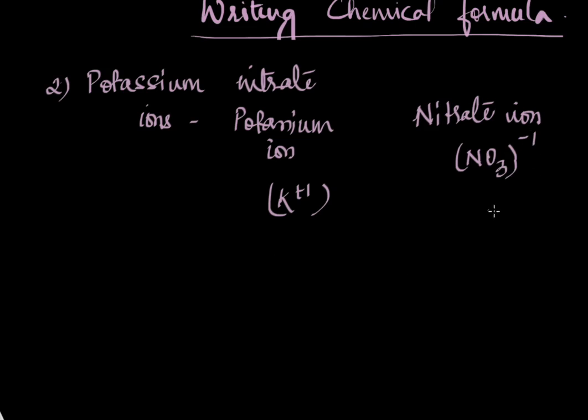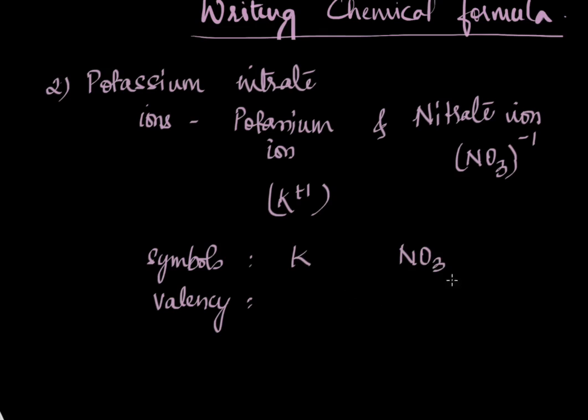Nitrate ion over here is what we call a radical. A radical is a group of atoms together carrying a certain charge on it. Now after identifying what ions are present, what should I do? I should write down their symbols and their valency. The symbol for potassium ion is K, and the symbol for nitrate ion is NO3. Valency for potassium is 1 and nitrate ion is also 1.